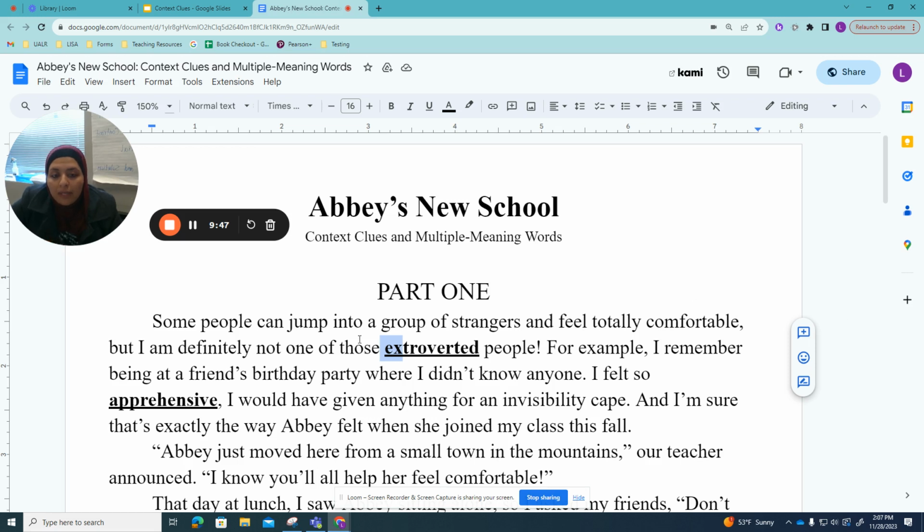And if we read the sentence, it says, some people can do this, but I'm not that kind of person. So some people are all out and about socializing. They're comfortable walking up to strangers and talking to them. I'm not like that, which suggests that the word extroverted means social, right? People who like to go out and socialize and do that. But I'm not one of those extroverted people.